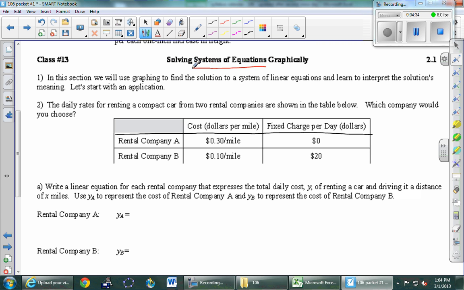In the second example, what do you think about the mileage rate? This is better, 10 cents a mile instead of 30 cents a mile, yes? So just looking at that column, rental company B is cheaper for us. However, rental company B has this fixed charge of $20. So as soon as you walk in the door, you've got to pay 20 bucks, and only then do you start paying the discounted mileage rate. So which one should you pick?